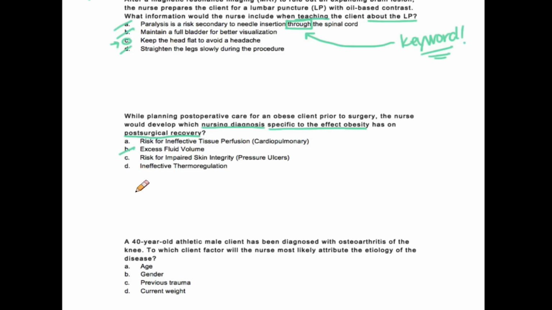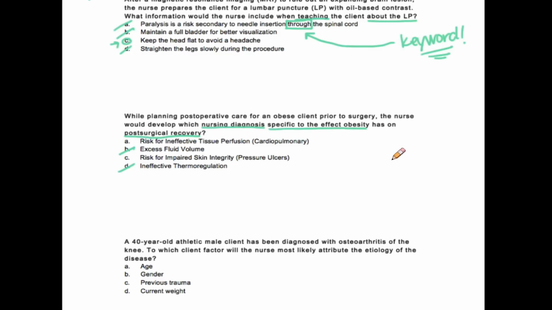I'm talking about an obese client. There's no indication that there's too much fluid. There's no indication there's complications of fluid. This has to go because we're not talking about fluid at all. And ineffective thermoregulation, I can get rid of that. My obese client does not have ineffective thermoregulation. That's not an expected outcome. So I would be left with two things here.